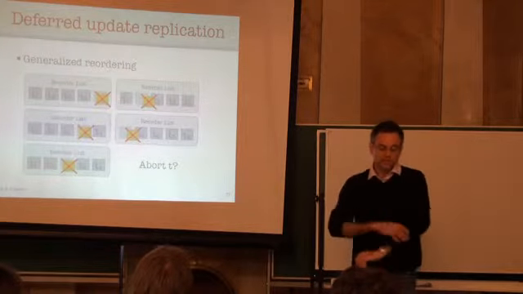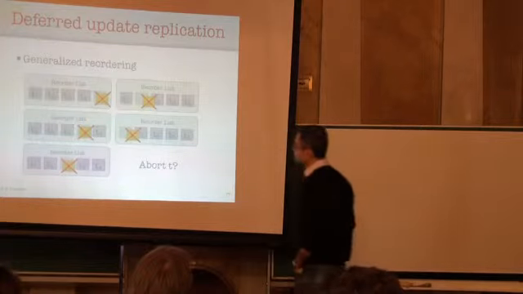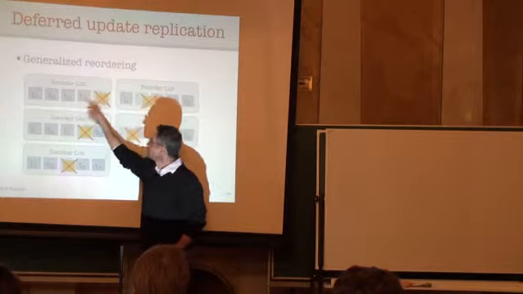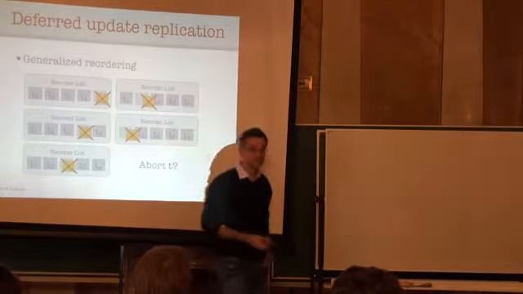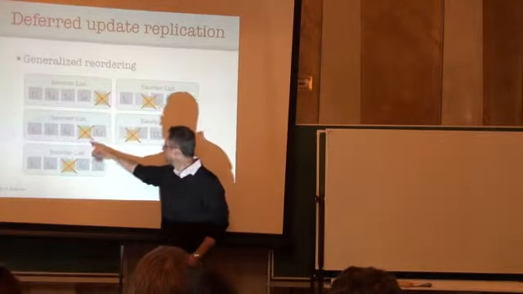Now, you can exploit this even further, right? You can go and then realize that T cannot go in here. Why? Because it read something that these transactions here wrote. And then you can do the reorder. You can try the next position. You can try to place it in here.